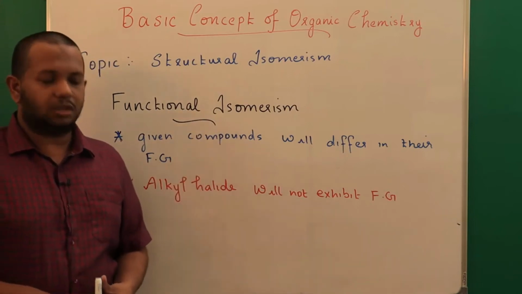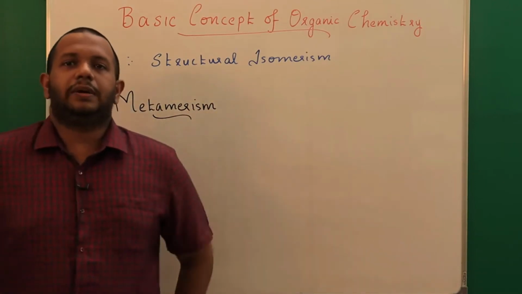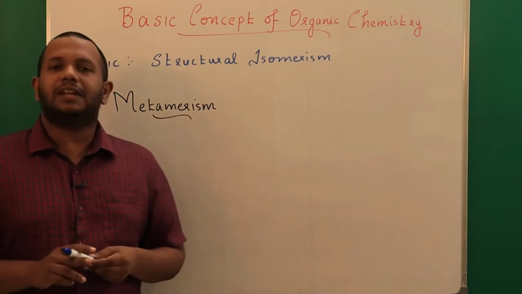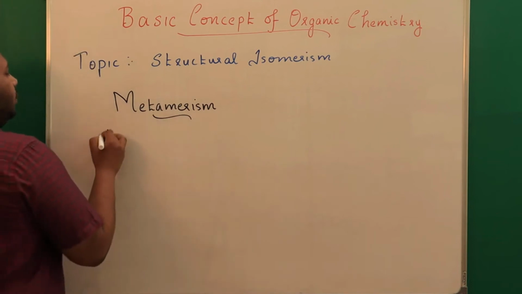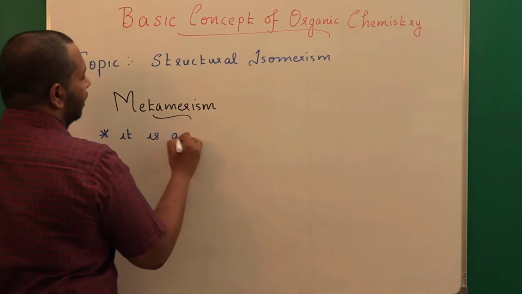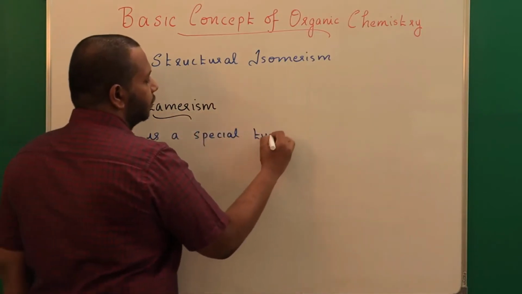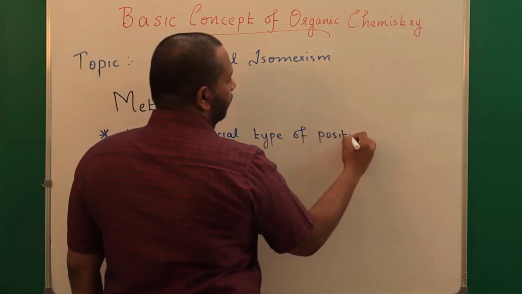Next we will go to the topic metamerism. So next we are going to discuss what is called metamerism. So coming to metamerism, let me say metamerism is a special kind of position isomerism. So first point to be noted, it is a special type of position isomerism. Very, very important.